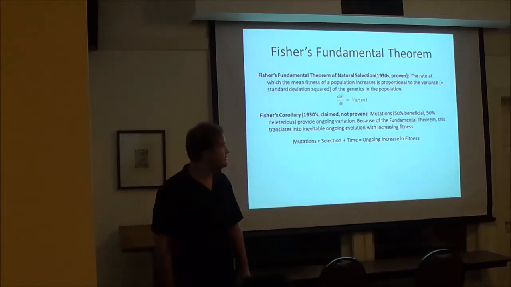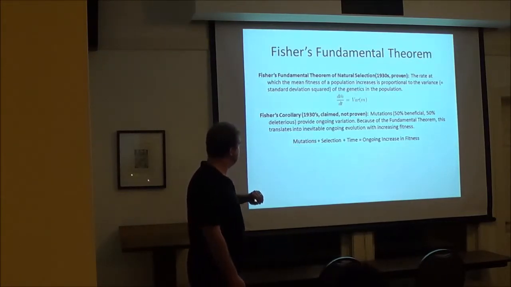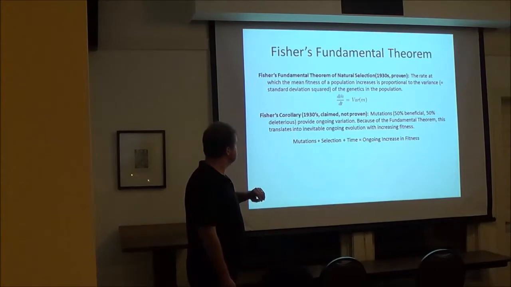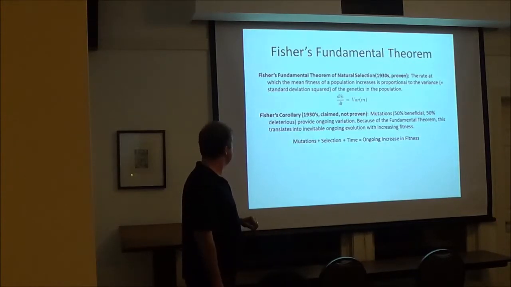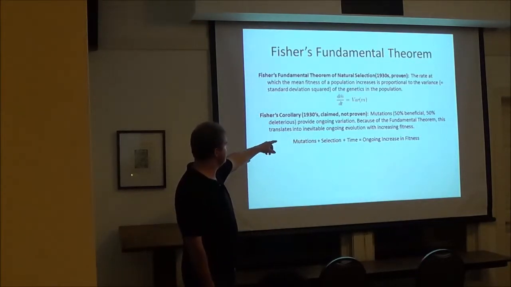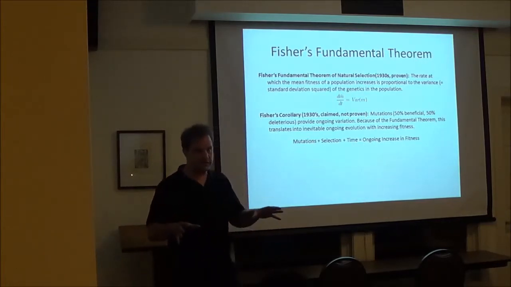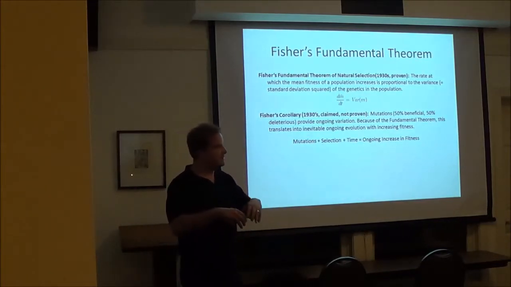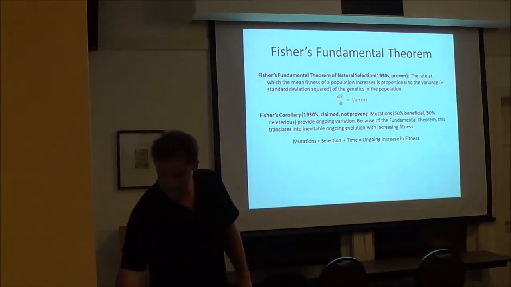So here's his corollary. He claims it. He doesn't prove it. I wrote a paper, which isn't published yet, but I have a proof of that, a proof of his theory in the paper. That if you make this assumption, then you get this ongoing evolution. So you get this process where you get your 50-50 mutations, and then your average fitness keeps going up.